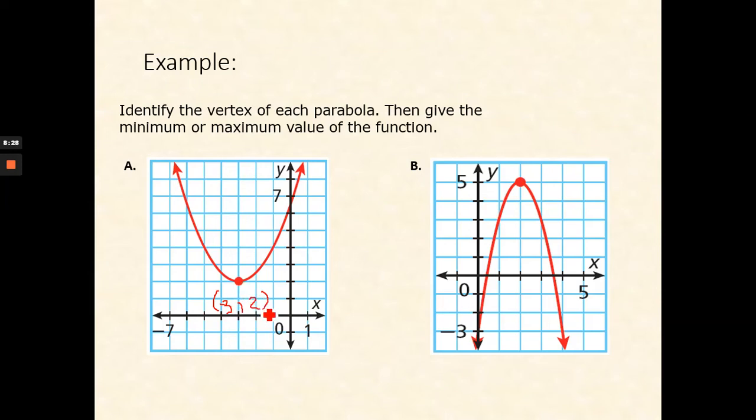1, 2. How about here? What are the coordinates of your vertex? 1, 2. Your x is 2. And your y is 5. Okay? So we already gave the vertex.